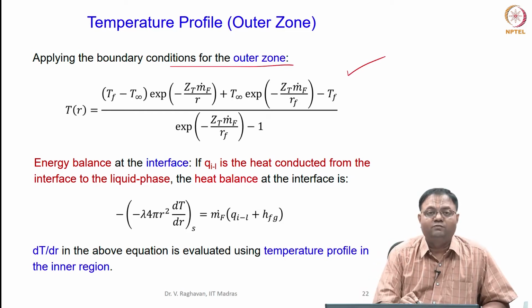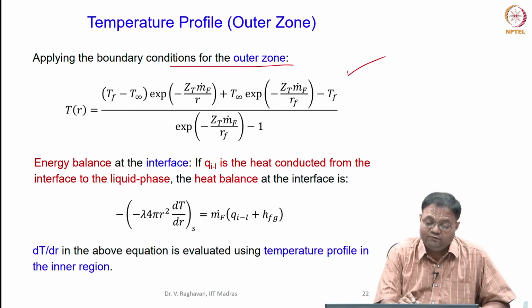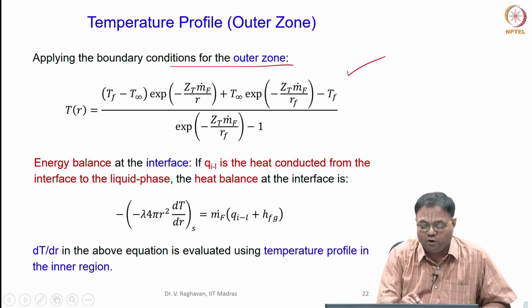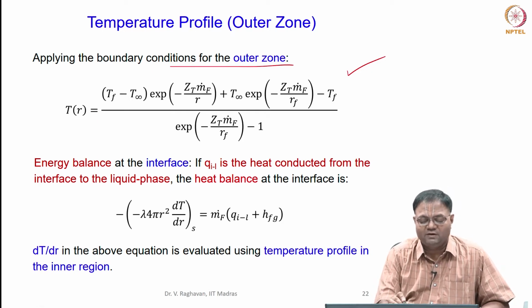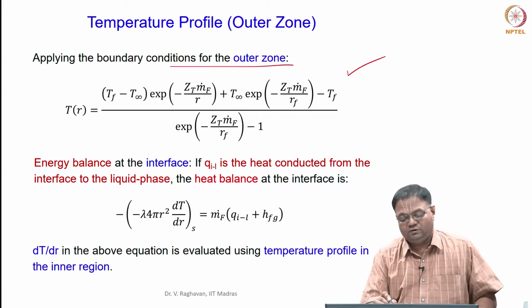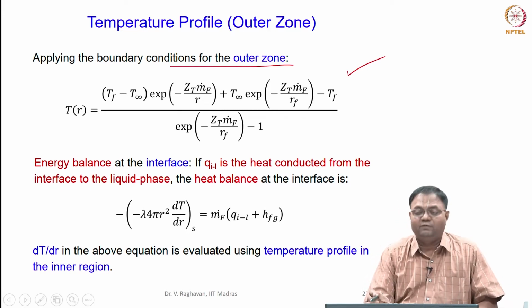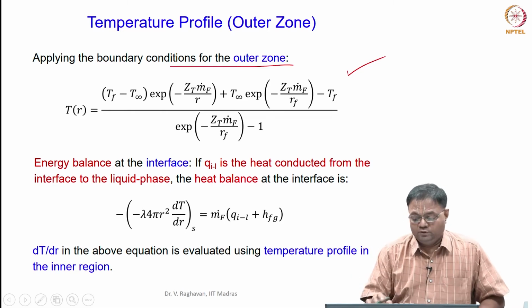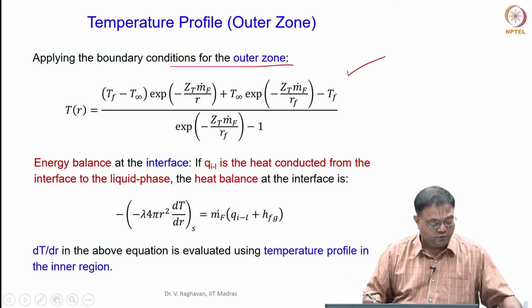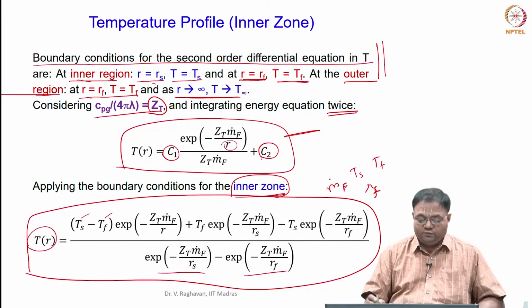Now you can see that for the outer zone, Tf and T infinity are the two temperatures involved. So T equals (Tf minus T infinity) times exponent of minus Zt mf by R, plus T infinity times exponent of minus Zt mf by Rf, minus Tf. So this is the equation. Now we can check the boundary conditions. You can go back here and check the boundary conditions here.